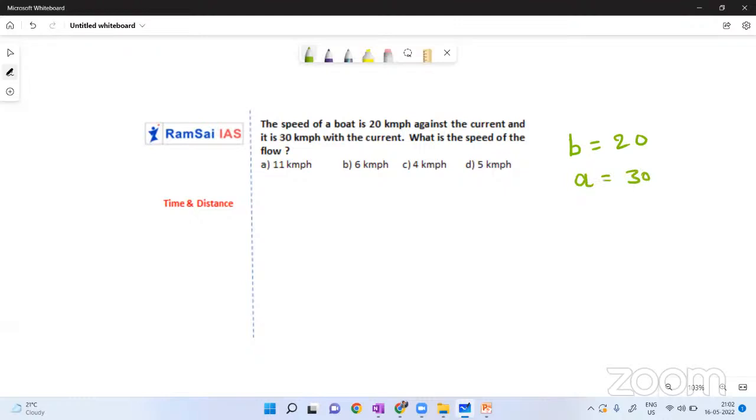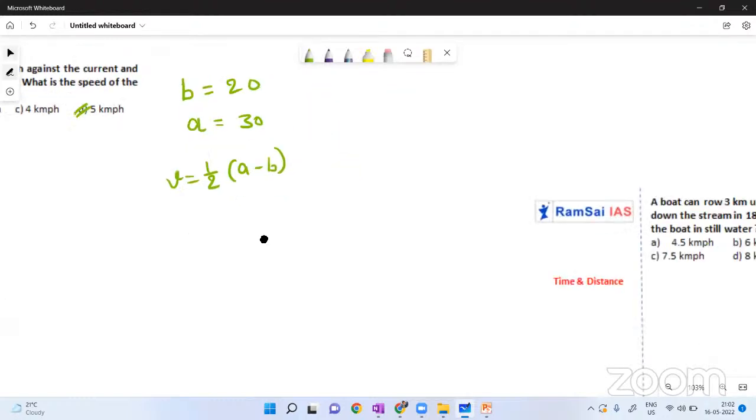So A. What is the speed of the flow? V equal to half of A minus B. Half of 30 minus 20, 10. Half of 10, it's 5 kilometers. So just the formula. Okay, those 4 formulas are important. Just have to implement the 4.